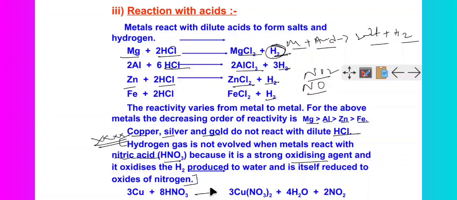So in this case, you can observe copper plus HNO3 is giving what? Copper nitrate plus H2O. Formation of water molecule takes place and nitrogen dioxide is forming. So that is the reason you cannot see the formation of H2 molecule in this example. H2 molecule is missing here. Why? Because the H2 so formed is what? Oxidized, and the water molecule is so formed.